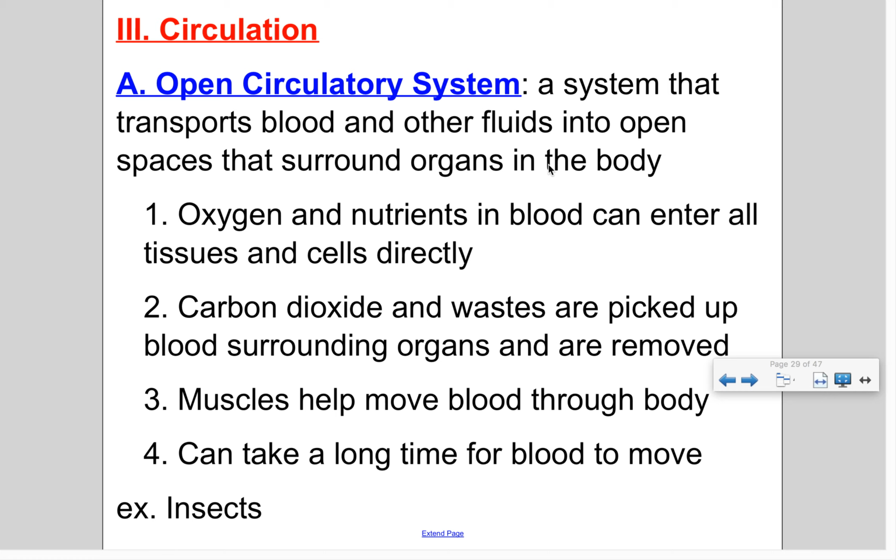Moving on to circulation. There are two types of circulatory systems, open versus closed. Open means that blood as well as other fluids flow into open spaces that surround the organs. So the oxygen and nutrients enter all tissues and cells directly, and again they're going to use diffusion, but in order to move these fluids they have to use their muscles. A downside is it can take a very long time for the blood to move throughout the organism, and insects use an open circulatory system.